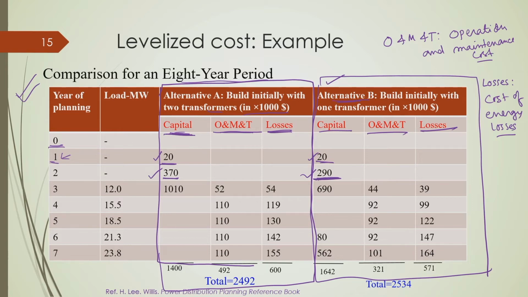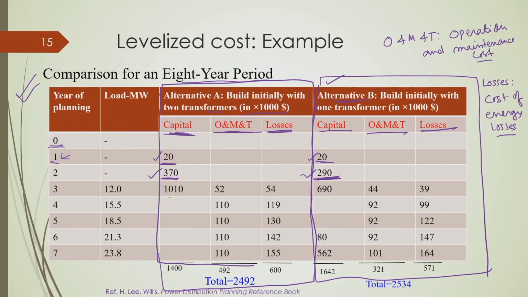Because in alternative B we took the decision that in this second year, or up to the third year, we will only install one transformer. So, it accounts for installation of only one transformer and associated equipment. Its cost will obviously be lower as compared to alternative A, where we took the decision of installing two transformers at a time.